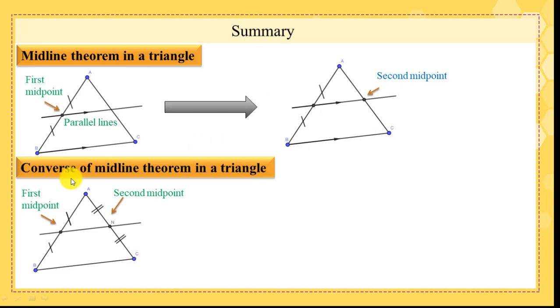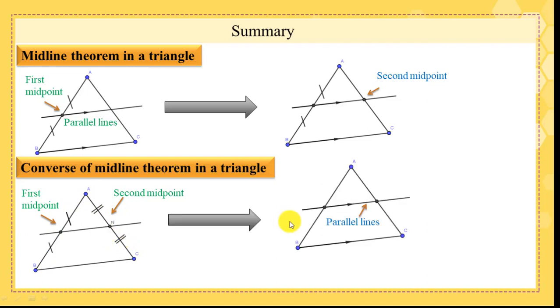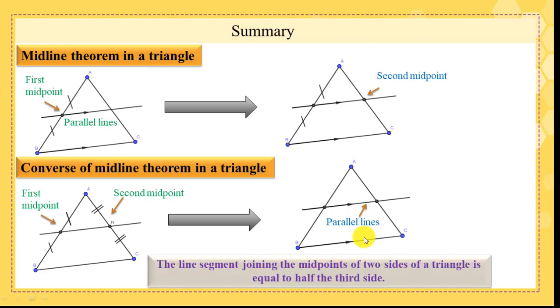Converse of midline theorem: we have the midpoint of the first side and the midpoint of the second side. We get that the line joining these midpoints is parallel to the third side. The line segment joining the midpoints of two sides of a triangle is equal to half the third side.